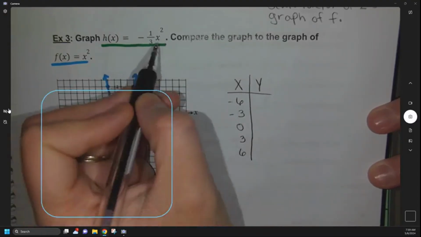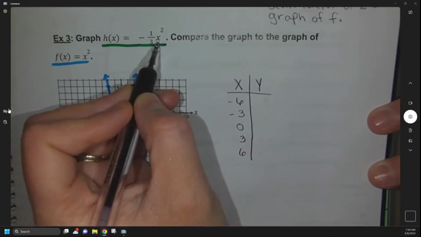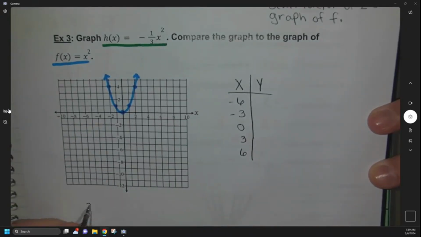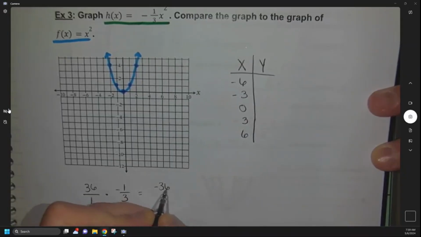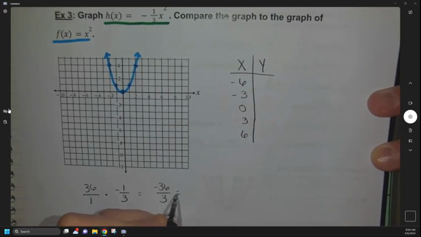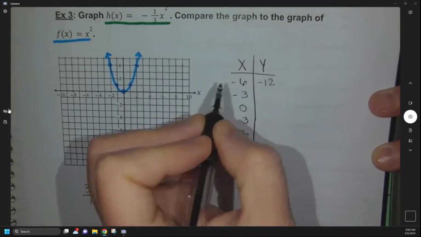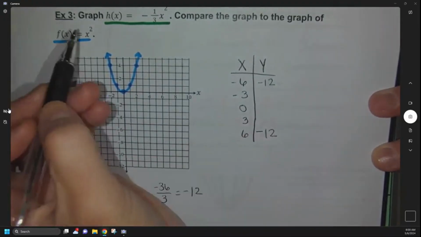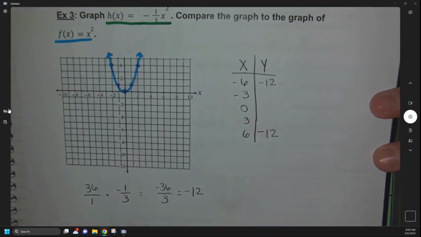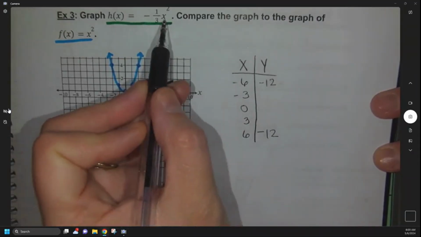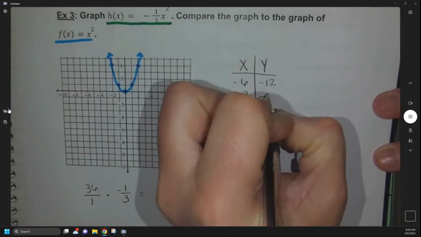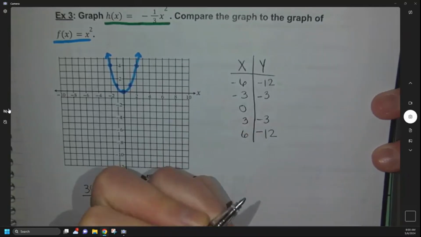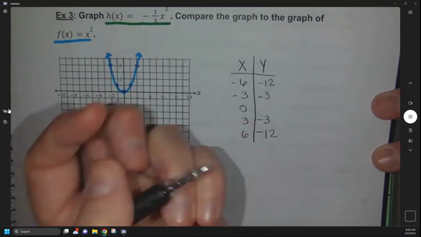So if I'm plugging in negative 6, negative 6 squared is 36. 36 times negative 1/3. So it's like 36 over 1 times negative 1/3. Remember, that's going to give me negative 36 over positive 3. So negative 36 divided by 3 is negative 12. So I've got negative 12 for negative 6 and also for positive 6, because again, if I square positive 6, I get positive 36. Then negative 3 squared is positive 9. Negative 1/3 times positive 9 gives me negative 3. Same with positive 3 being negative 3.